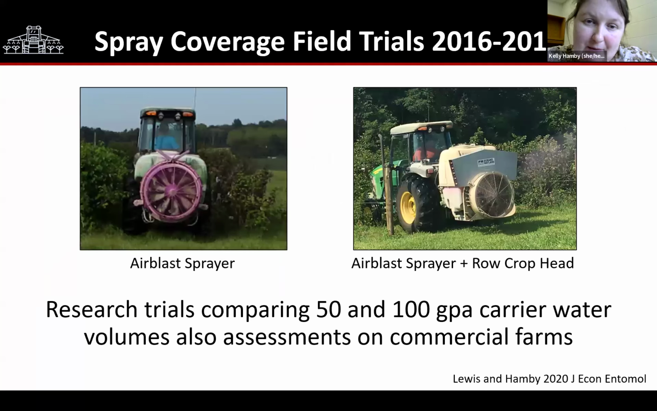So my PhD student Maggie Lewis, from 2016 to 2018, did some spray coverage field trials and laboratory trials that I'd like to spend just a second talking to you about, to try to really see how we can get great coverage in caneberries. And we used an air blast sprayer, and that air blast sprayer we didn't think was working all that well for our caneberries, so we actually added a row crop head to our air blast sprayer to really target that product more towards the canopy in these experiments. And we compared 50 gallons per acre and 100 gallons per acre as our carrier water volume, and also did assessments of commercial farms with the spray coverage that they were achieving with their standard sprays.